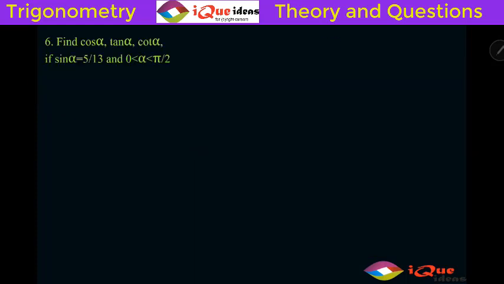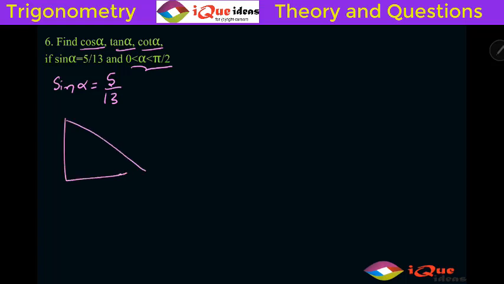Now the next one. Now this question says sin alpha is equal to 5 by 13. Right? And alpha is between 0 to pi by 2. Now this only means to say that all the trigonometric ratios are positive. Now we have to find cos alpha, tan alpha and cot alpha. There are two methods of doing this. One method is the triangle method. So let's simply draw a right angle triangle and assume one angle to be alpha.